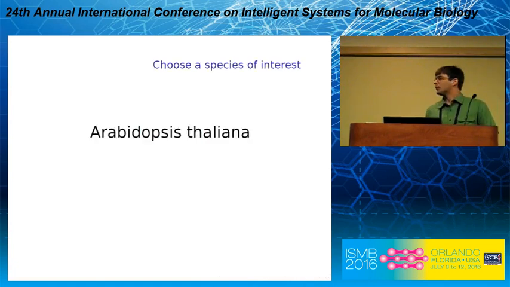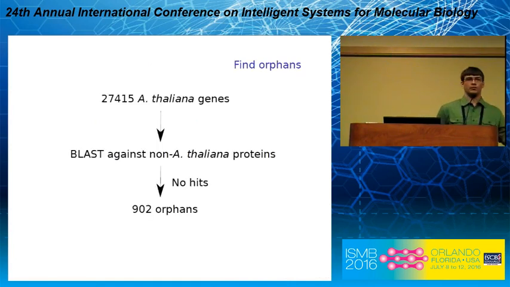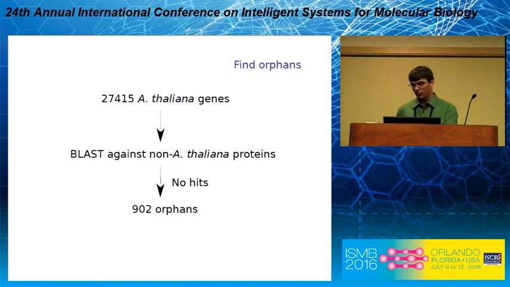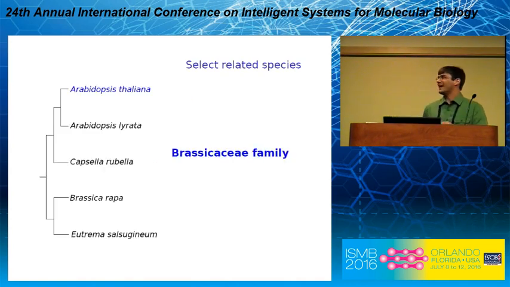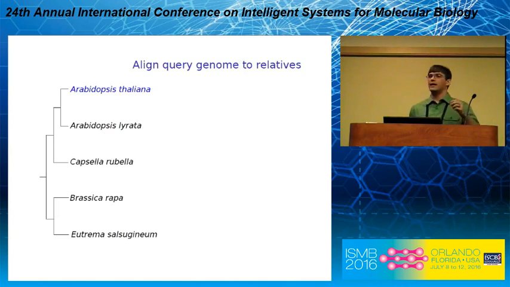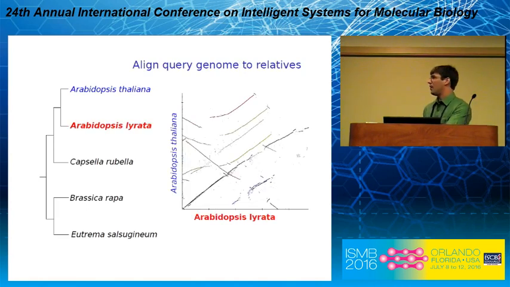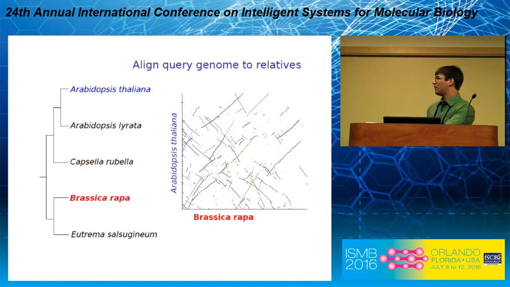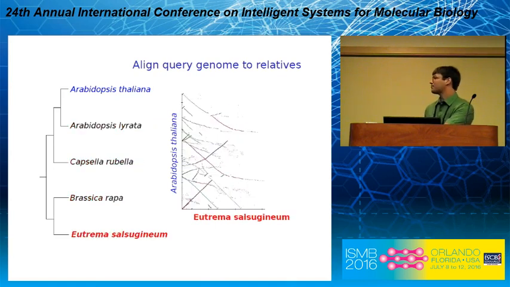So my approach, first of all, I choose a species of interest, Arabidopsis thaliana. Then I find the orphans using the traditional approach with BLAST. I blast all genes in Arabidopsis thaliana against other things, and find 902 orphan genes that have no significant similarity. Then I select a set of related species, 4 members from the Brassicaceae family, and I align the query genome, Arabidopsis thaliana, to each of these members: Arabidopsis lyrata, Capsella rubella, Brassica rapa, and Eutrema salsugineum.